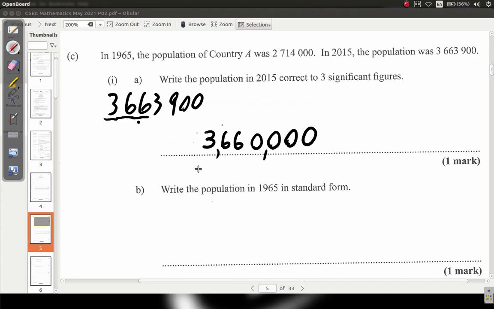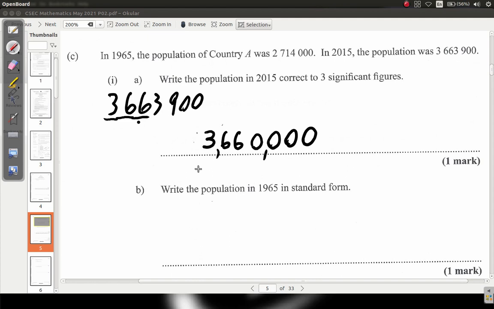3,660,000 or 3.66 million. That is the population to 3 significant figures. Hope that one was done right. Alright, so if you know that you did it right, you see it now.